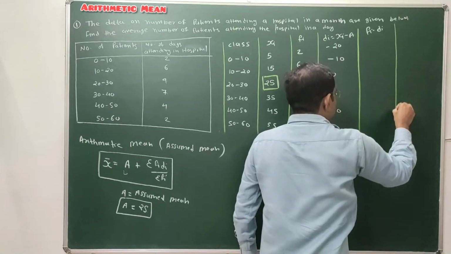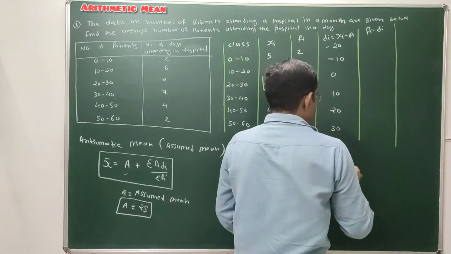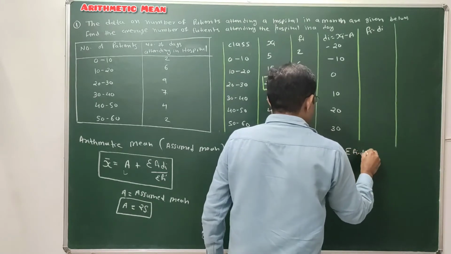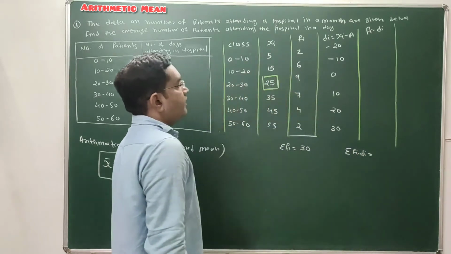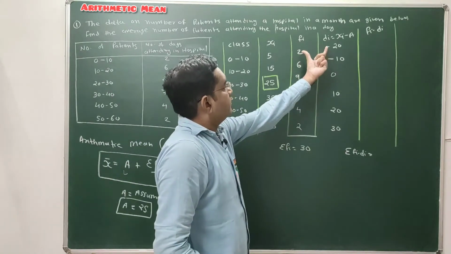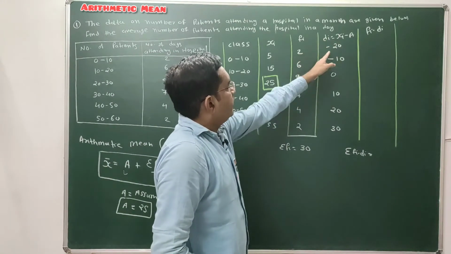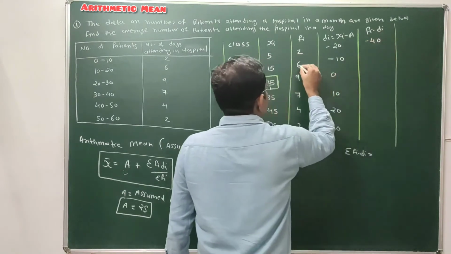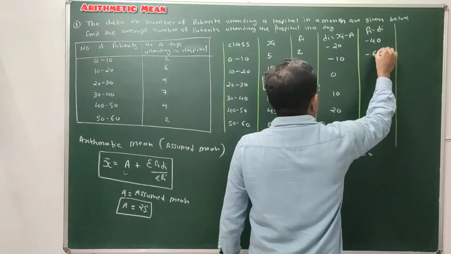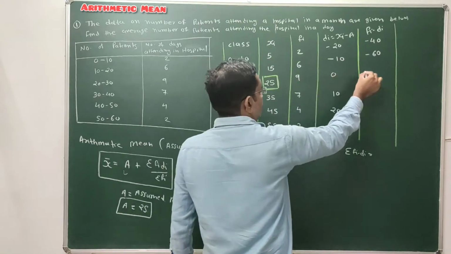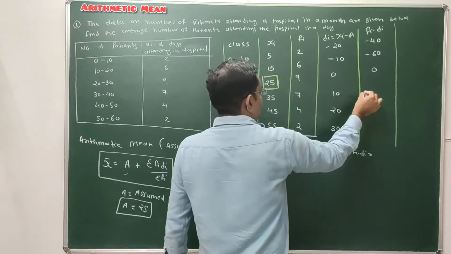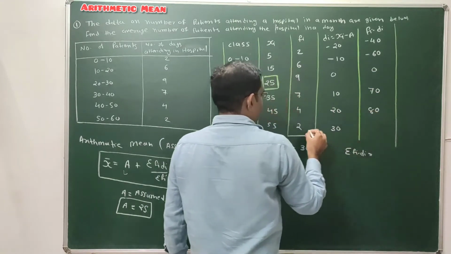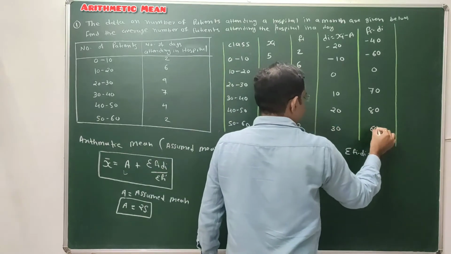After finding fi into di for each class, we can perform the addition of sigma fi into di. So fi into di: perform multiplication of these two columns. 2 into minus 20 is minus 40. 6 into minus 10, minus 60. 9 into 0, 0. 7 into 10, 70. 4 into 20, 80. 2 into 30, 60.